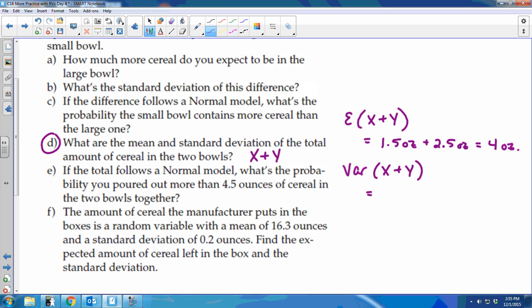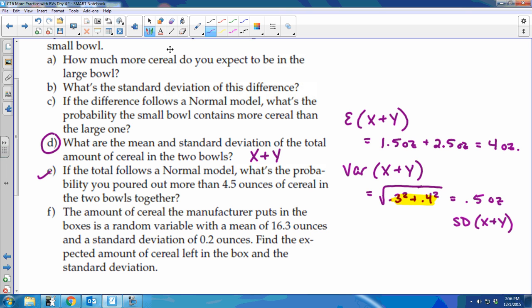You're always adding variances. So I did y minus x before. So I had 0.3 squared plus 0.4 squared. Same thing here. You take the square root, you get the standard deviation. So the variance would be 0.25. Take the square root, we get 0.5 again, right? Because no matter if you're adding or subtracting those two, you're always adding variability, so you're always adding the variances. So that answers part D.